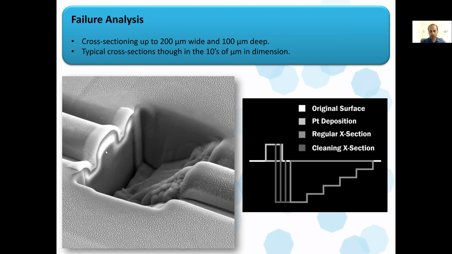So we do cross sections of all different shapes and sizes. We can go up to about 200 microns wide, but typically we're doing things in the tens of microns. Something 200 microns wide, depending on how quickly your material cuts, will take many, many hours. So for cost concerns, typically we're working in the tens of microns in all dimensions.